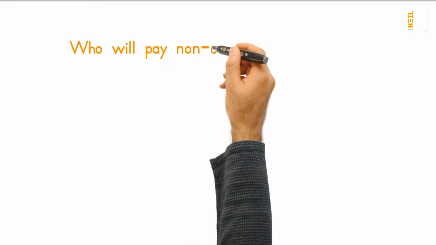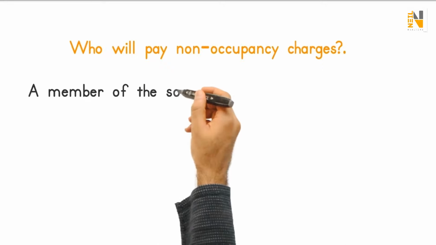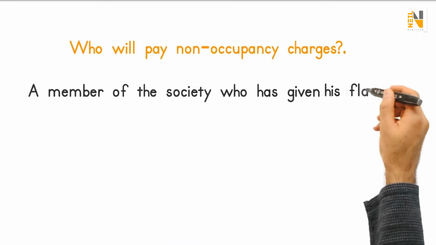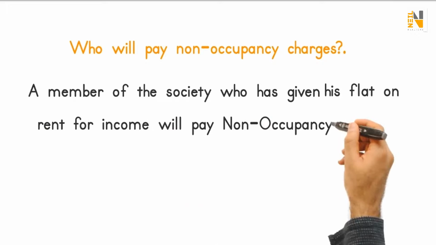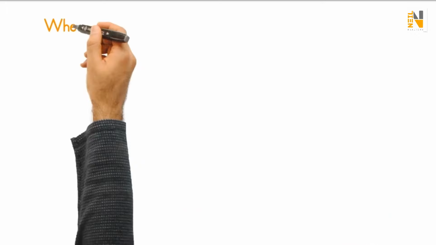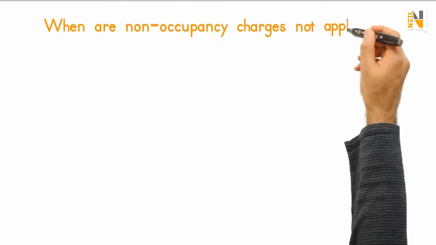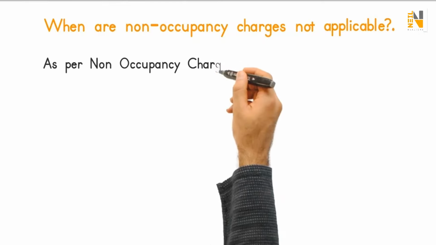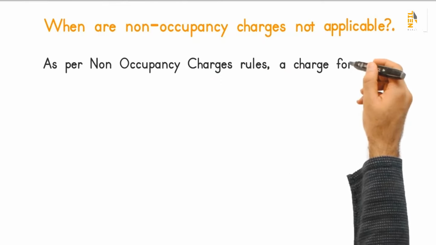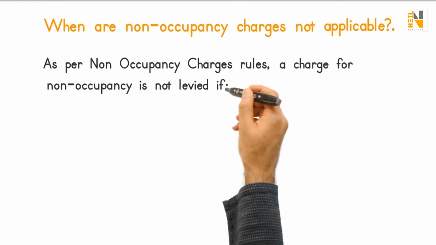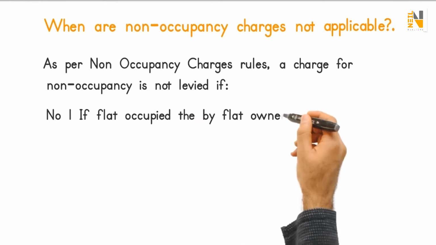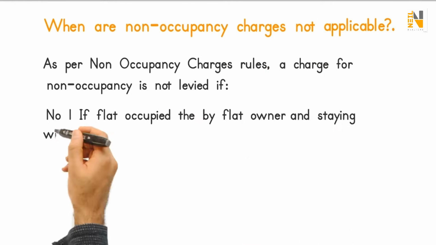Who will pay non-occupancy charges? A member of the society who has given his flat on rent for income will pay non-occupancy charges. When are non-occupancy charges not applicable? As per non-occupancy charges rules, a charge for non-occupancy is not levied if: Number 1, if the flat is occupied by the flat owner and staying with his or her family.